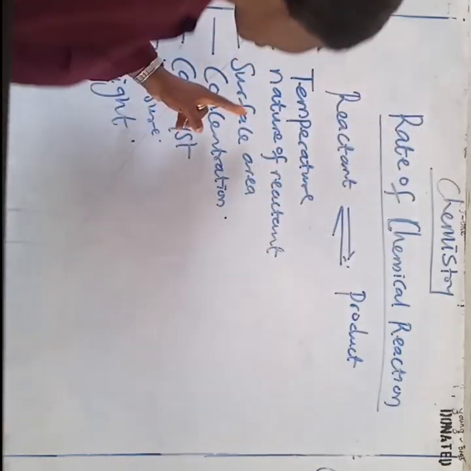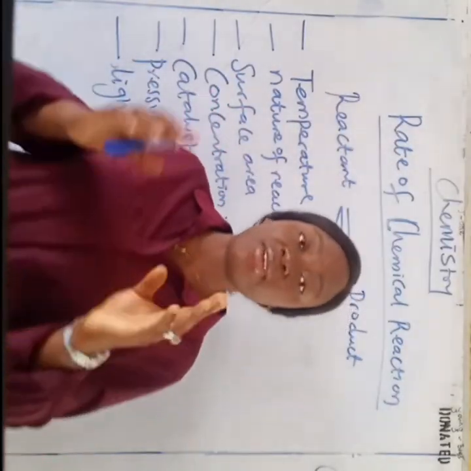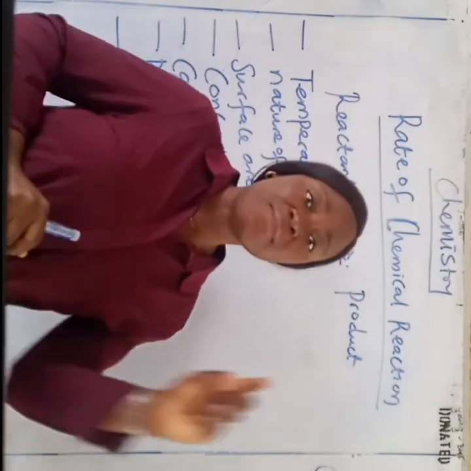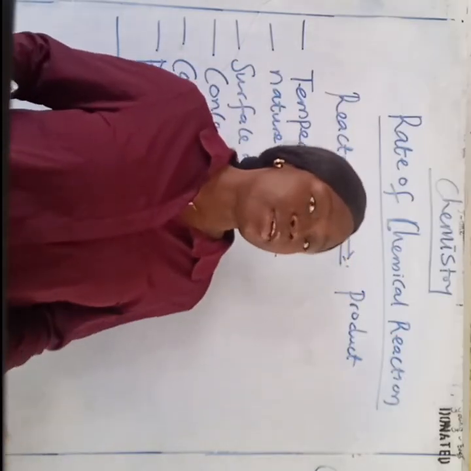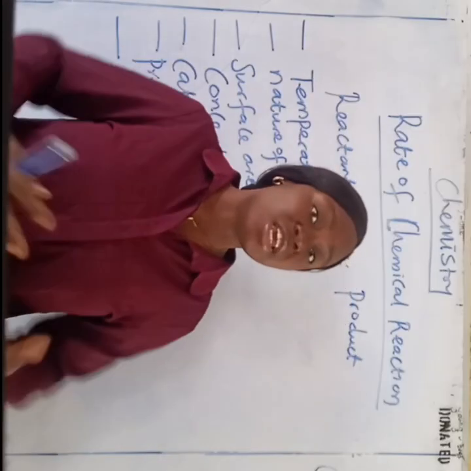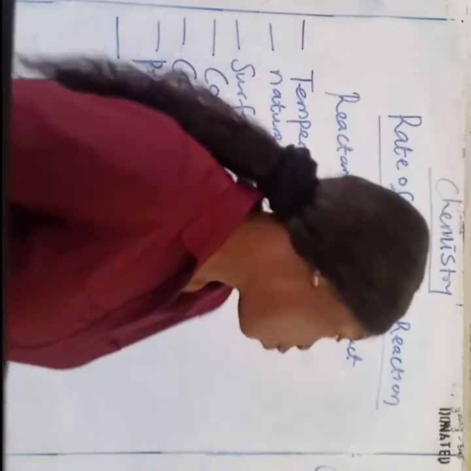Okay, now another thing is the surface area. When there is increase in surface area, the reaction takes place on time. A good example is this. When I have a cube of sugar and I have my granulated sugar, which one would dissolve first? Of course, the granulated sugar, because the surface area is being increased. And that is also applicable to chemical reaction.